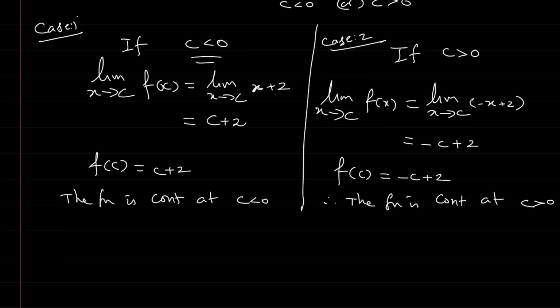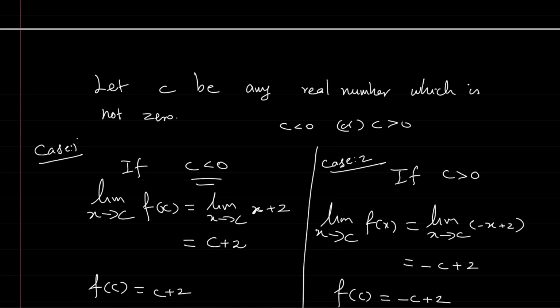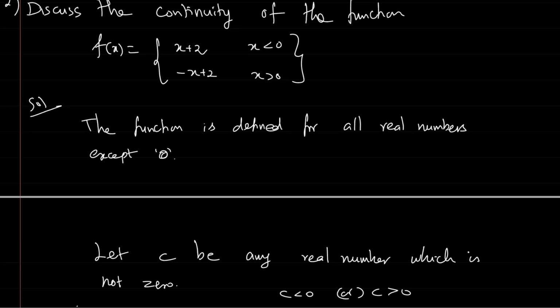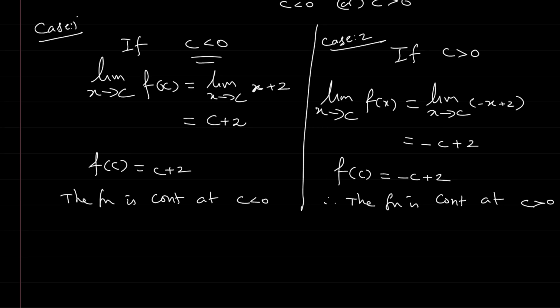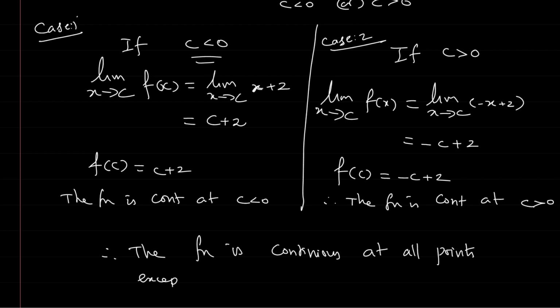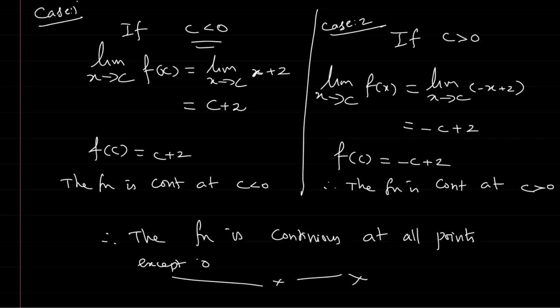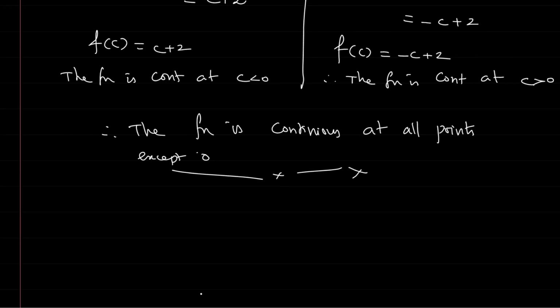Here there is no need to prove for c equal to 0, because c equal to 0 is not defined in this function. Therefore the function is continuous at all points except 0. This is a very simple problem based on continuity.